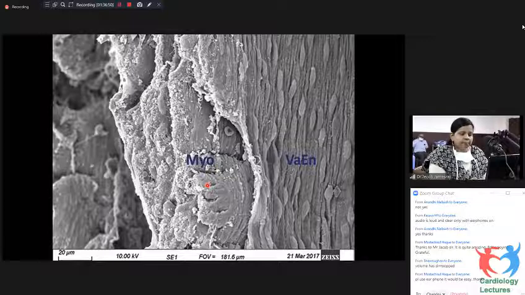So this is a descriptive picture. You see the multiple layers of the heart. This is the parietal pericardial layer lined by mesothelial cells, and there is fibrous tissue, and this is the visceral pericardial layer over the myocardial cells. And this is the inner surface.